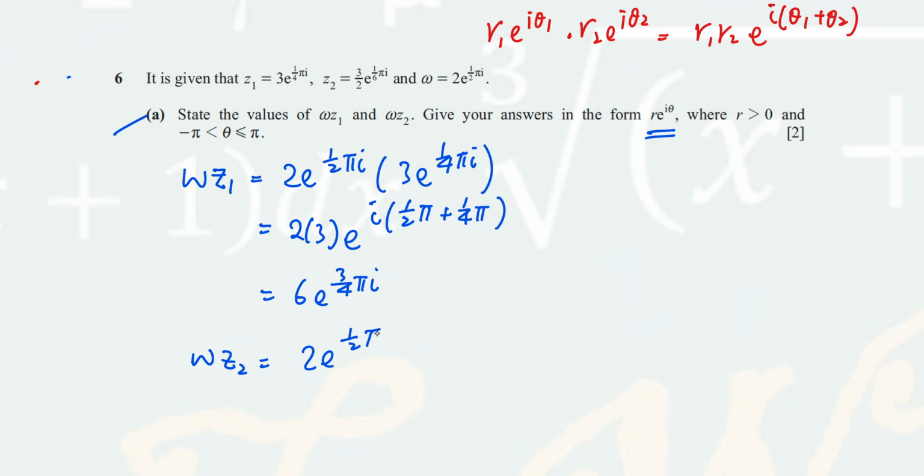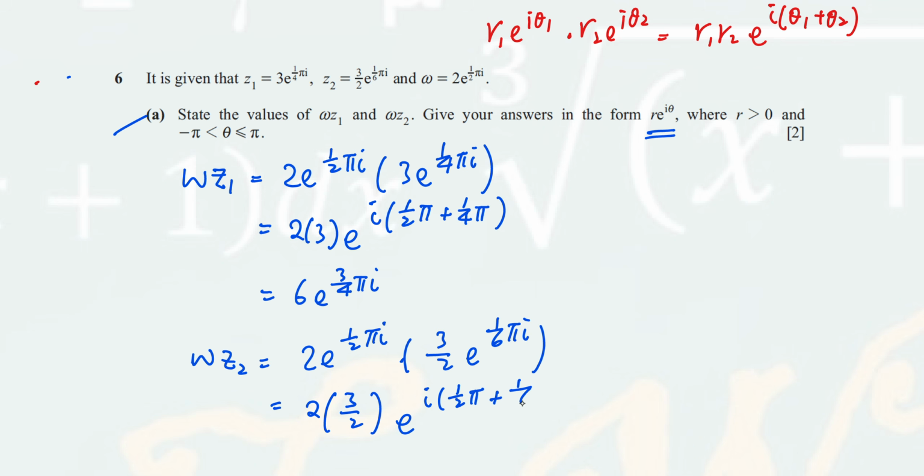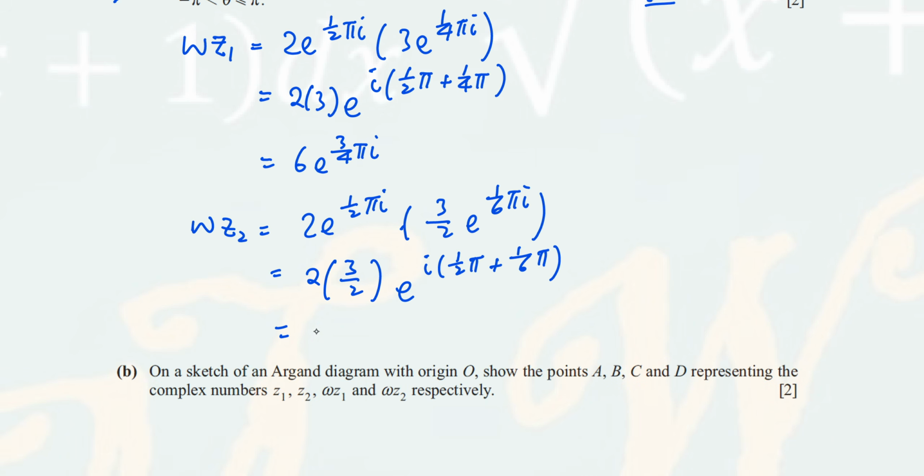2e^(half pi i) multiplied with 3/2 e^(1/6 pi i). Therefore, I'll get 2 times 3/2, exponential, factorize i, half pi plus 1/6 pi. Then you will be getting 3e. Half plus 1/6 is basically 2/3. Okay, done for the first part.